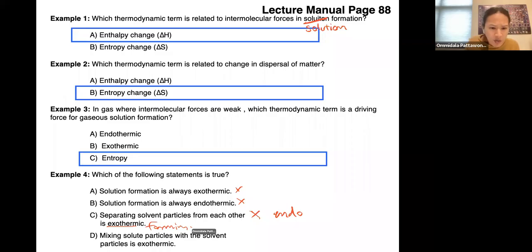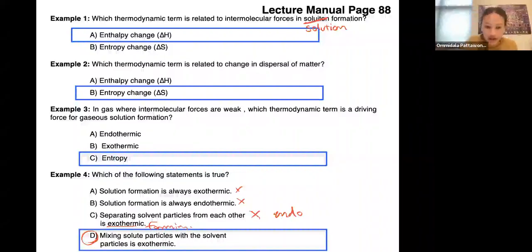Okay. Last one, mixing solute particles with solvent particles is exothermic. This is true, right? Because when you mix them, you are forming the interaction between solute and solvent particles. So the process of forming is going to be exothermic. So D would be the correct answer.